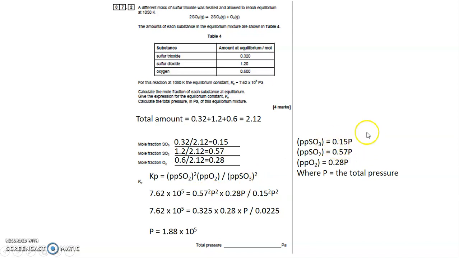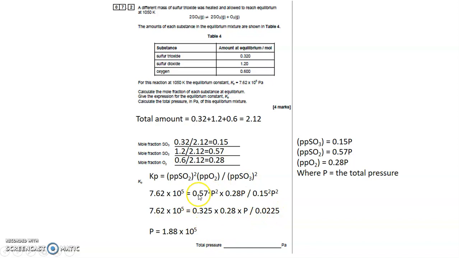0.15p squared in total is the same as 0.15 squared p squared when you expand it. So I've expanded these, and then what I've done is I've divided by p squared top and bottom, and it leaves me 0.57 squared, which is 0.325. The p squared top and bottom have disappeared. 0.28p divided by 0.15 squared, which is 0.0225.